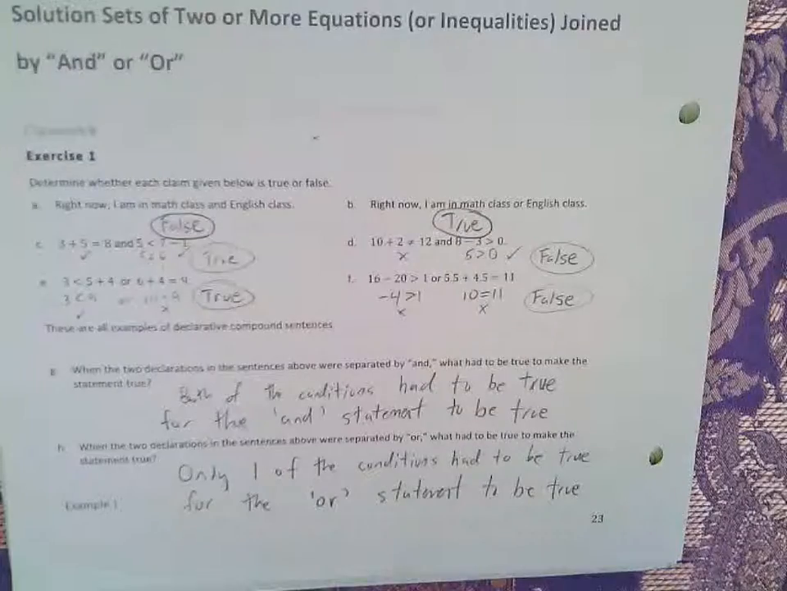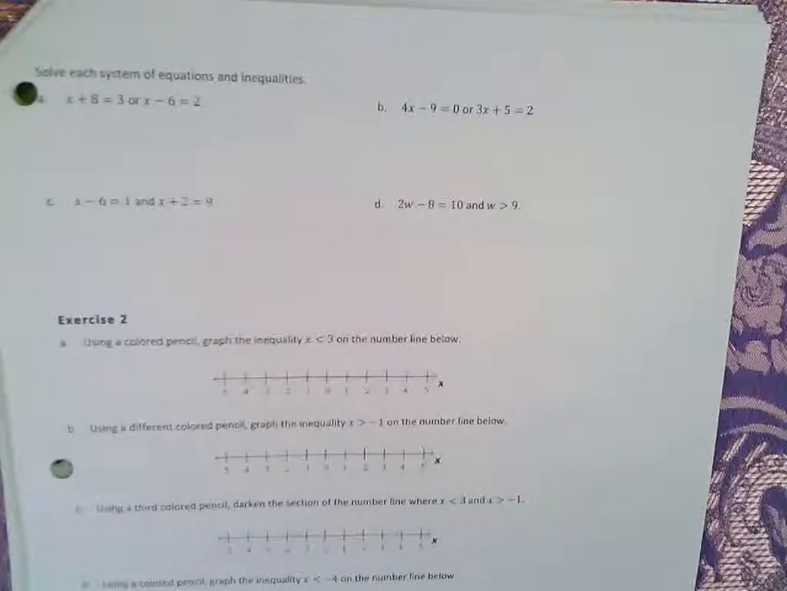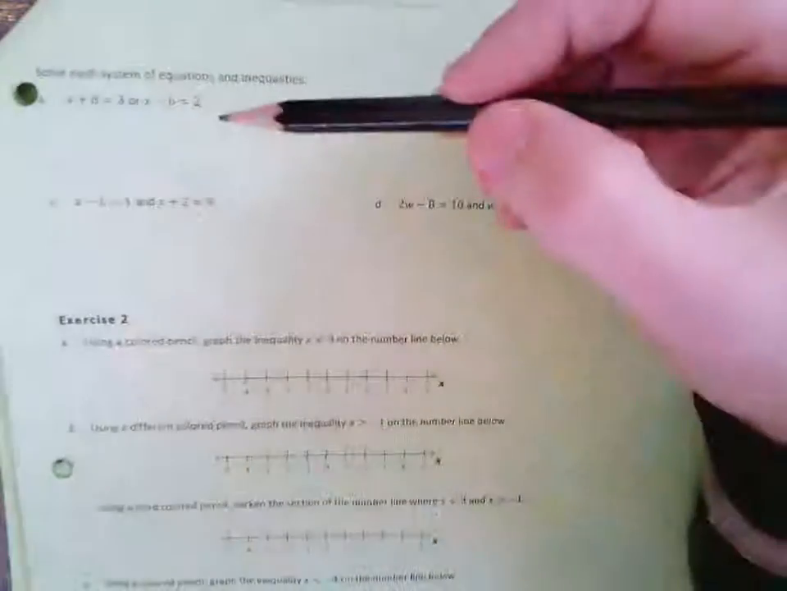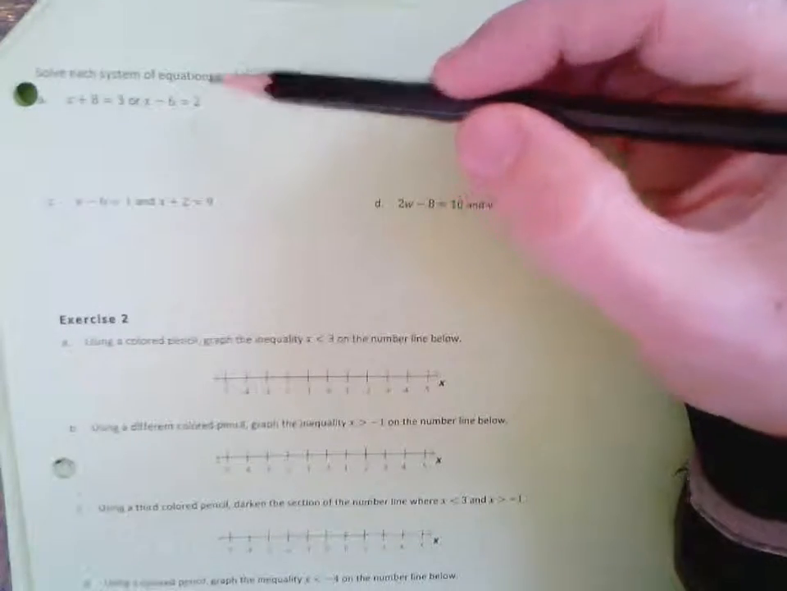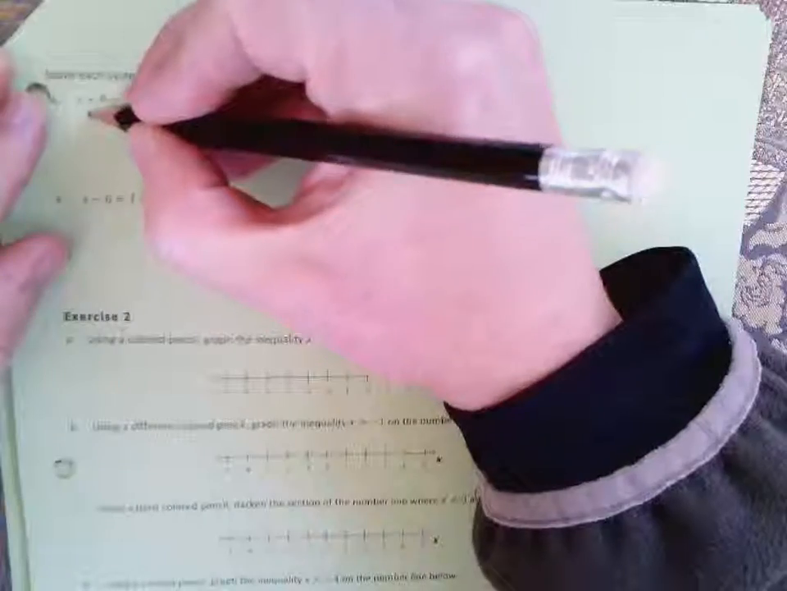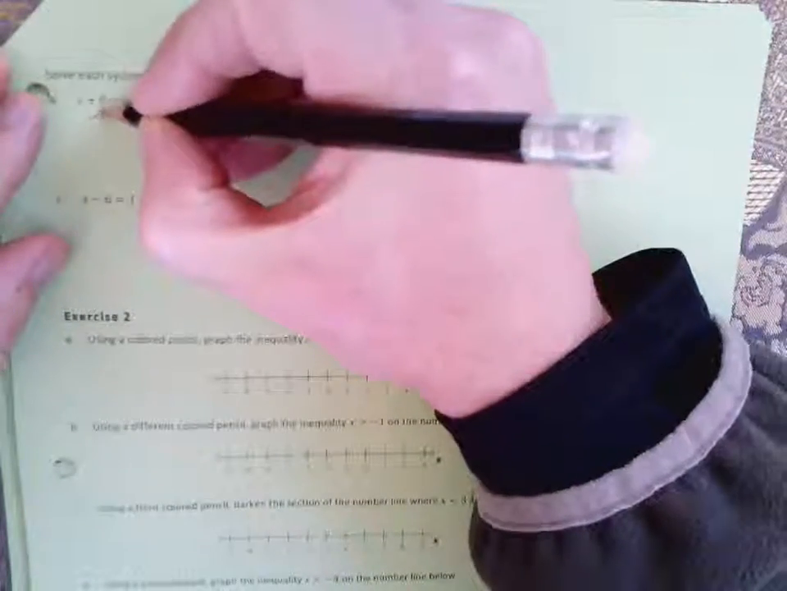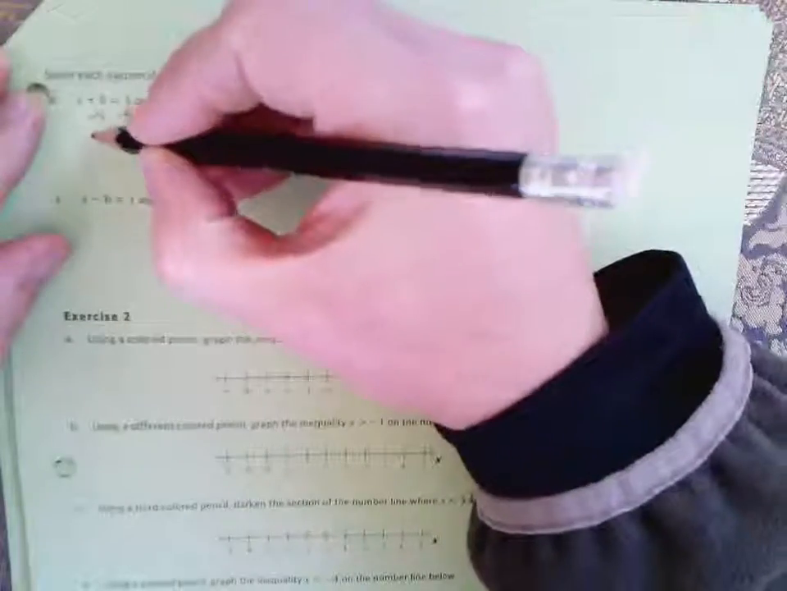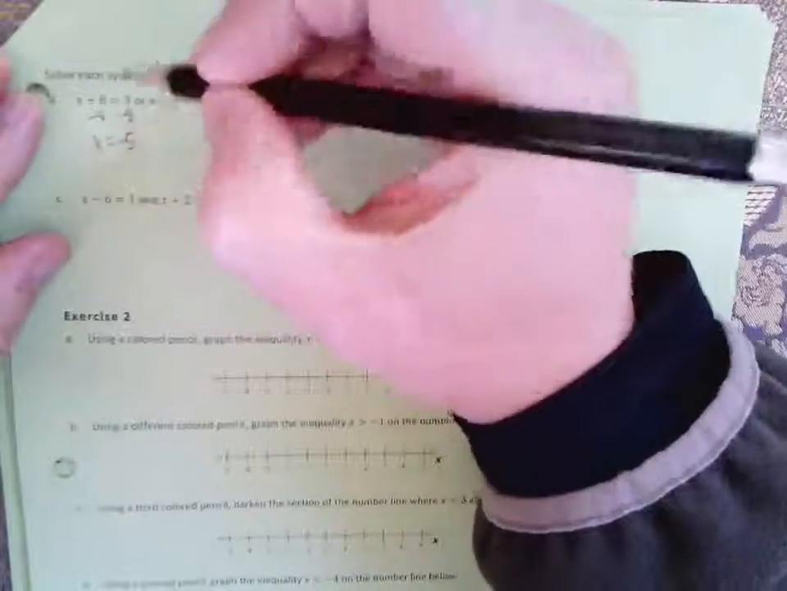So let's flip the page. Okay, so now I'm going to start this one off. I'm solving here, and I have an OR statement. I'm going to go ahead and solve each of these equations separately. So this one is x plus 8. X has 8 added to it, so I'm going to subtract 8 from both sides, and I'm going to get x is equal to -5.